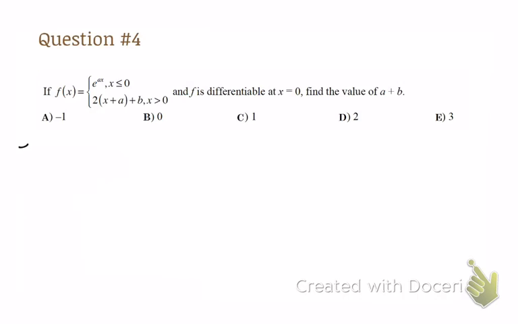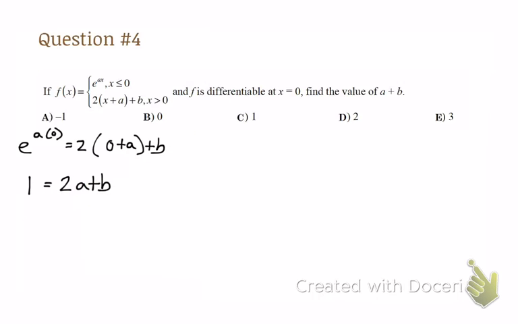So if I plug in 0 to the first one, I get e to the a times 0, and that should equal 2 times 0 plus a plus b. If I simplify this, a times 0 is equal to 0, so e to the 0 power is just 1. And on this side, 0 plus a is just a, so 2 times a would be 2a plus b. So I know that 1 equals 2a plus b. That doesn't help me to eliminate any variables. All that it helps me to do so far is find one equation. So now we need to go to the differentiable part.